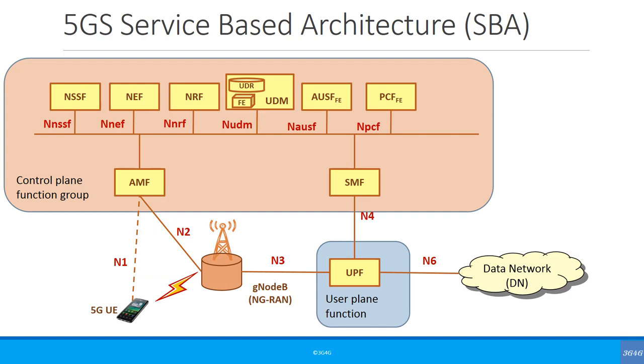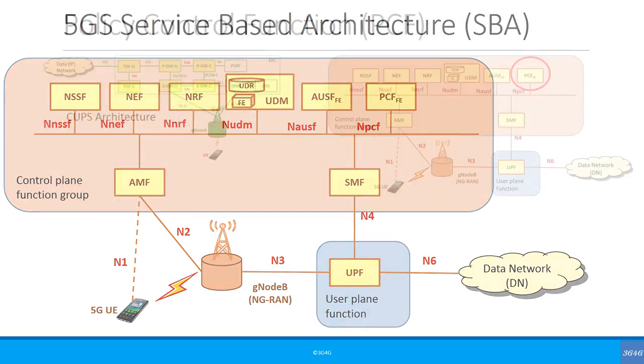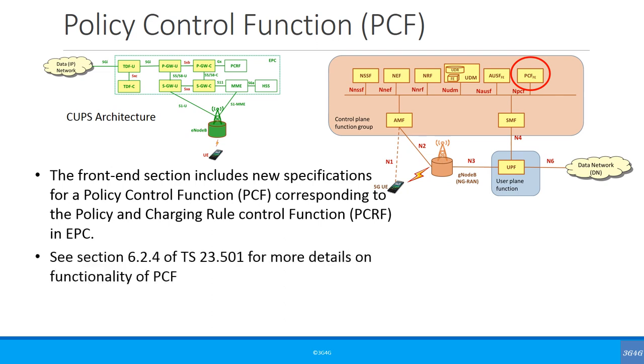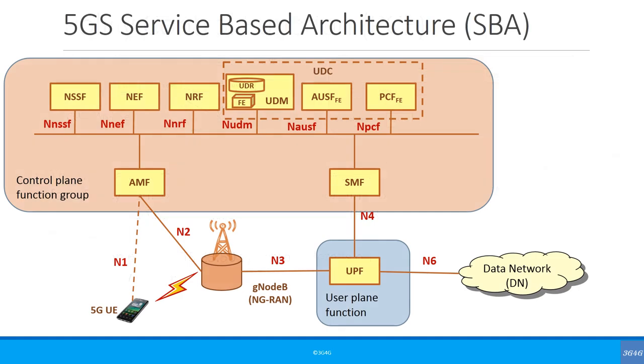Then we have the policy control function, PCF. The front-end section includes new specifications for the PCF, corresponding to the policy and charging rule function, PCRF, in EPC. And 6.2.4 of 23.501 has more details on functionality of PCF. So this whole combination of UDM, AUSF and PCF is also referred to as the user data convergence, UDC.